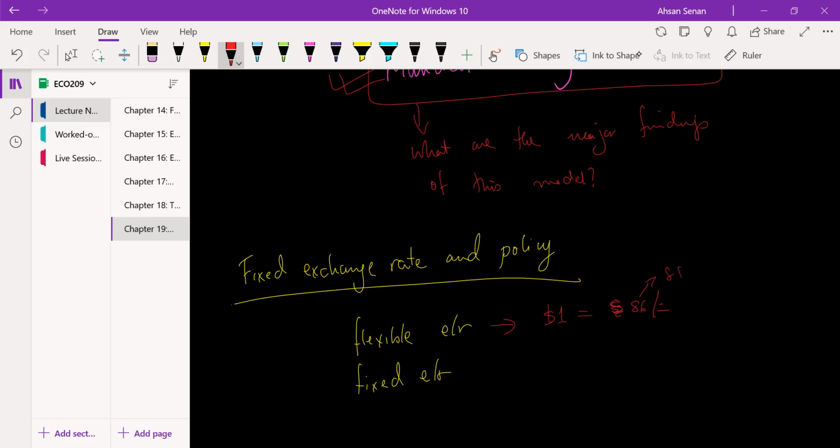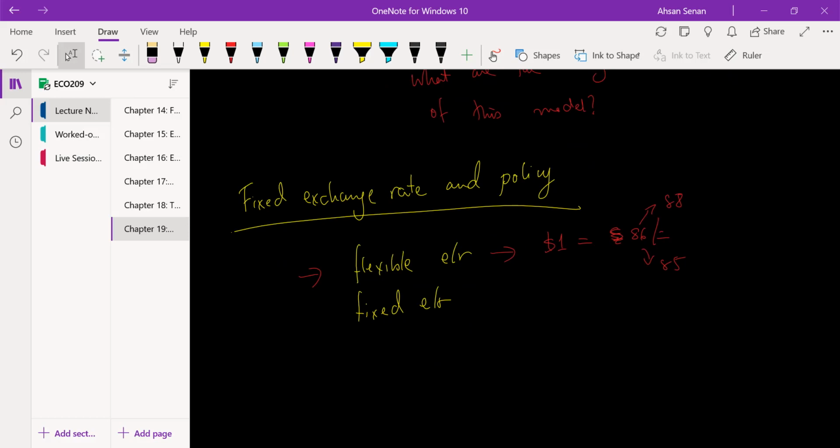This may go up tomorrow to 88. This may go down to 85. It can fluctuate. So that's called a flexible exchange rate. Most exchange rates in the world are flexible, but then there are also fixed exchange rates, where a country pegs its currency with another. The question is, what does that mean?